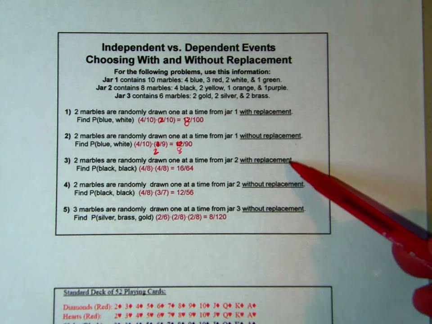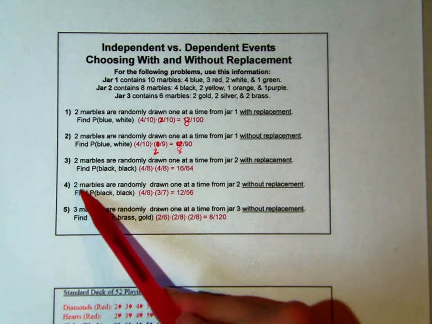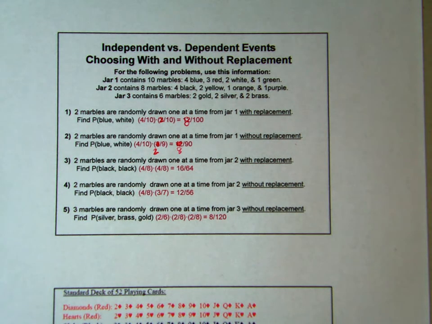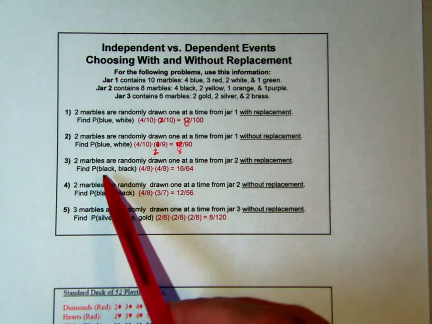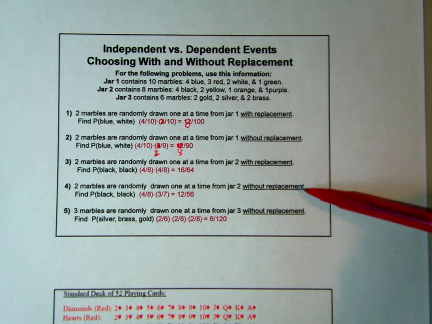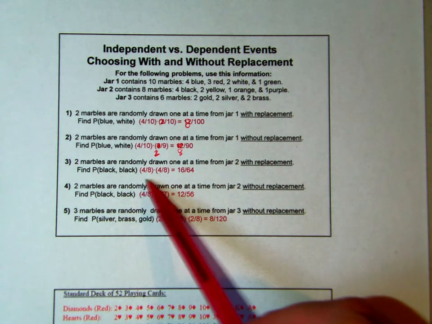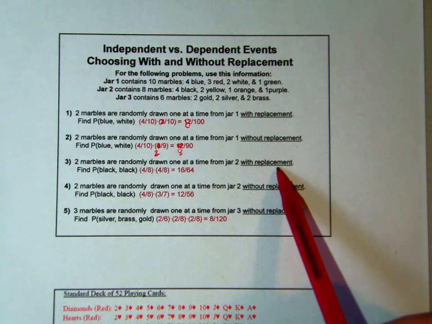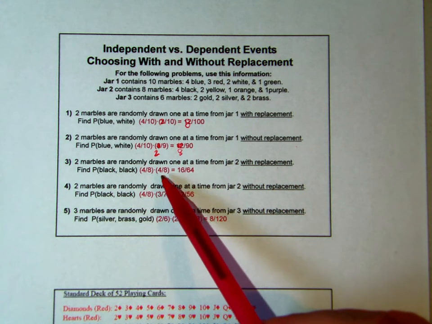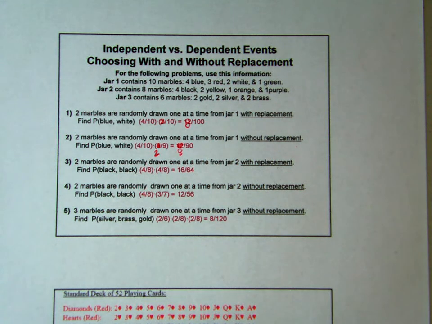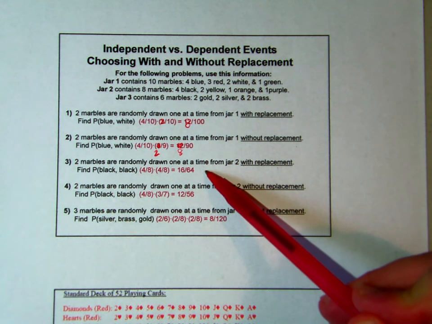All right, next 2 pair up in a similar way. This time we're choosing from jar 2, and we're interested in the probability of getting black, black with replacement, without replacement. So for jar 2, 4 of the 8 marbles are black. If it's with replacement, that means that first marble goes back in. What happens the first time has no impact on what happens the second time. Those events are independent. We're just multiplying those probabilities as is. We get a 16 out of 64 chance of picking black, black from jar 2 with replacement.